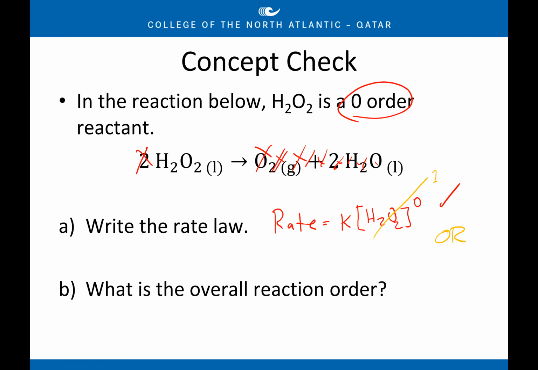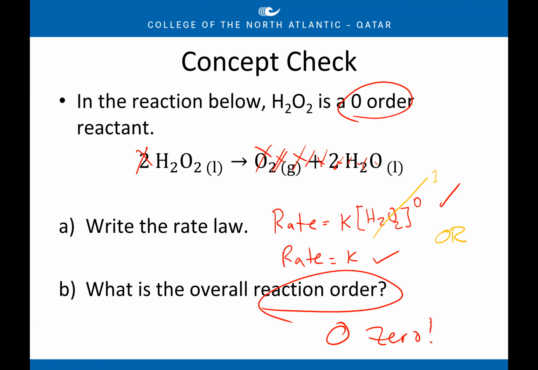So you could, and I think this is what was said in the chat, you could just say rate equals K, right? Whatever you want. On a calculator, this would give you the exact same answer. So this is good. Overall reaction, 0. That's it. Done. Pretty easy one, but this is a good question.